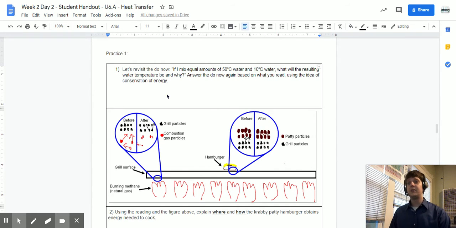We just learned about conservation of energy. Energy cannot be created or destroyed, but it can be transferred through conduction. So if they're mixing together, they're able to touch and collide with each other. So we would expect them to transfer energy from hot to cold, and that any energy lost by the high temperature would be gained by the low temperature. Since they're equal amounts and it's the same substance, that means their final temperature should be an average of the two, which would be 30. 50 plus 10 divided by 2.